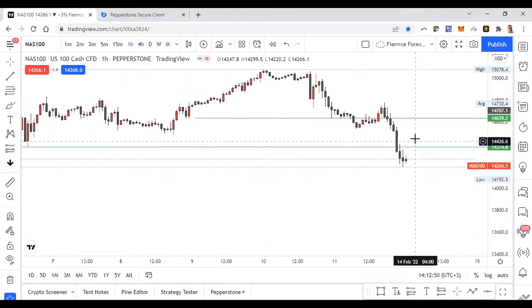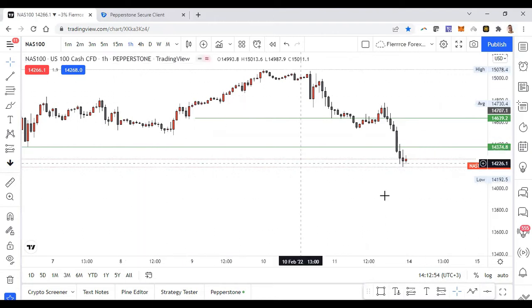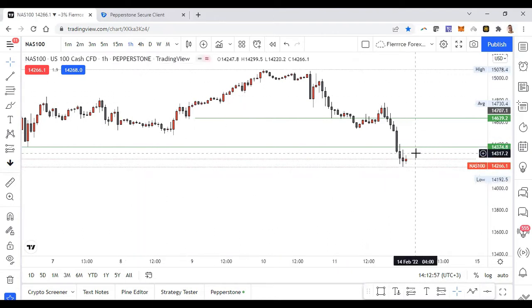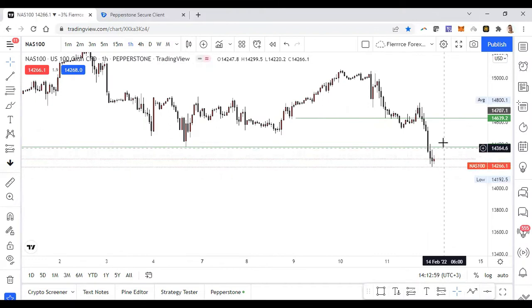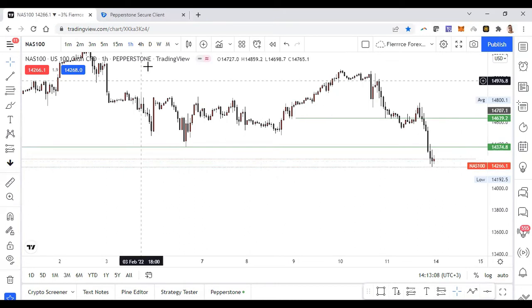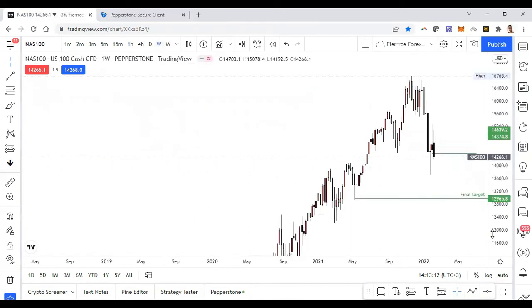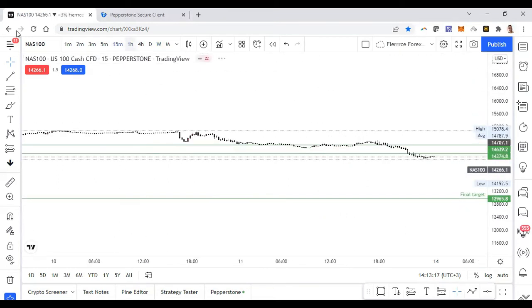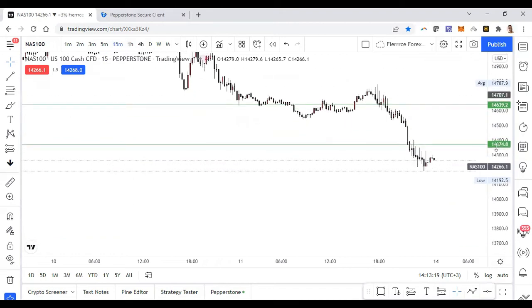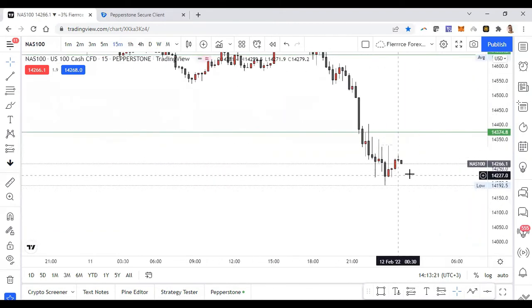We may just see price retracing back to the upside before we see the continuation to the downside. So there's potential for price to push up to maybe 14,521.3 before we continue down. So long term, we are looking bearish, okay? But on the shorter term, let me just look at the 15-minute. On the shorter term, we may see something else.